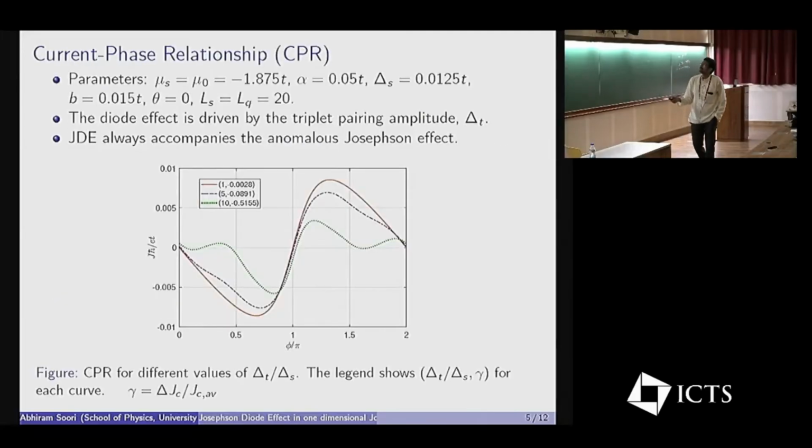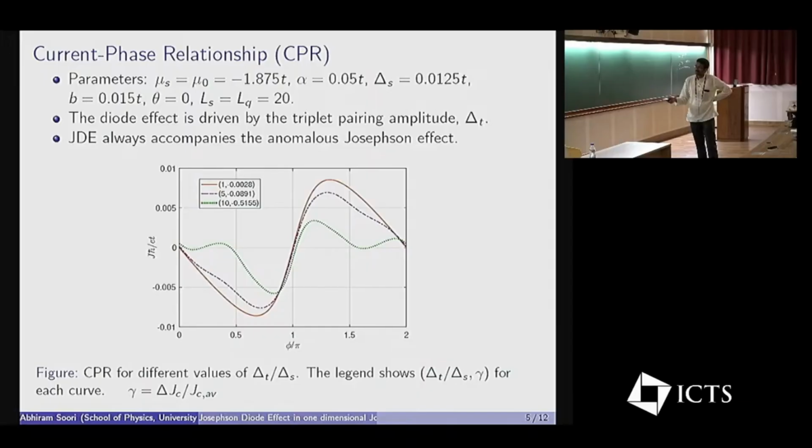And this is the current phase relationship for three different choices of the triplet pairing amplitude. So 1, 5, and 10. So these are the triplet pairing amplitudes. And you see that the Josephson diode effect coefficient is large when the triplet pairing amplitude is large. And so this Josephson diode effect coefficient basically quantifies the Josephson diode effect, so the extent to which this happens.